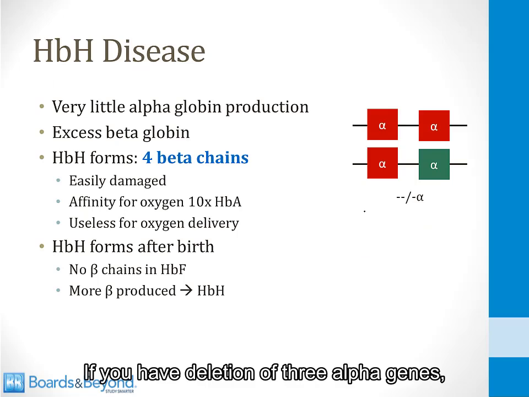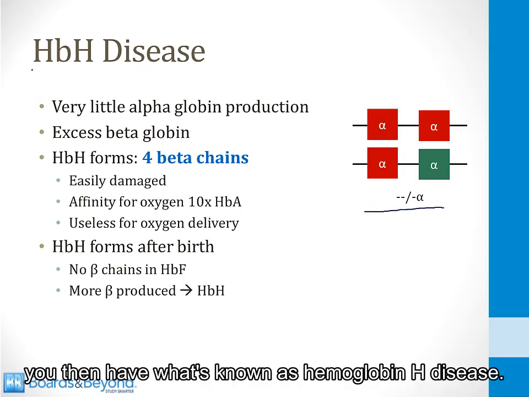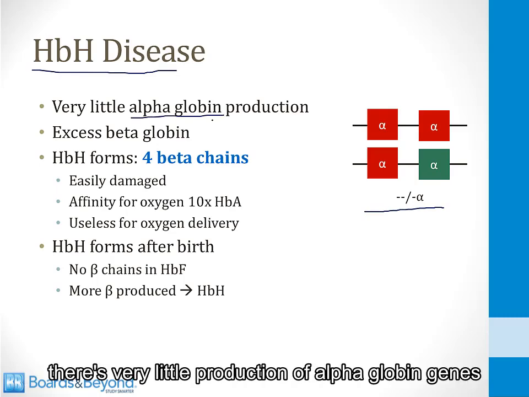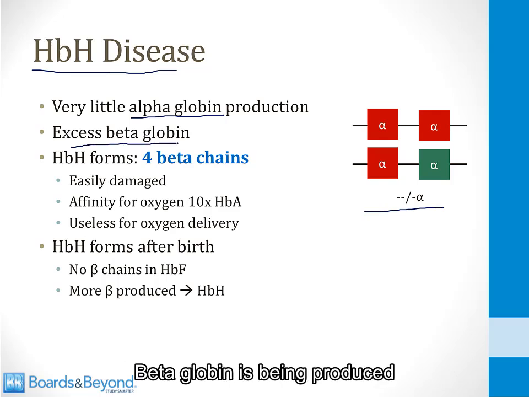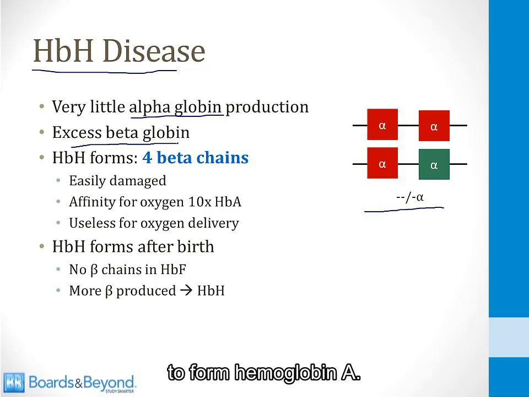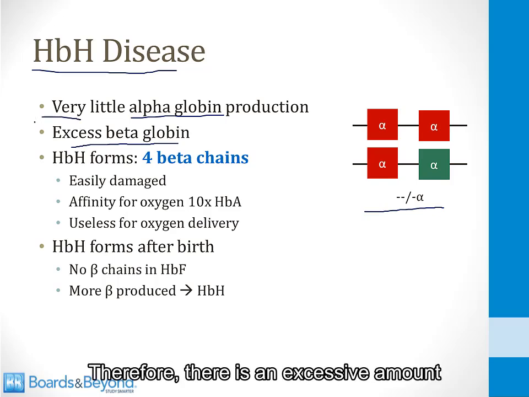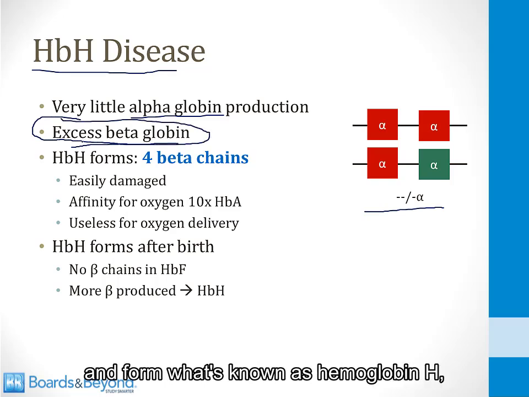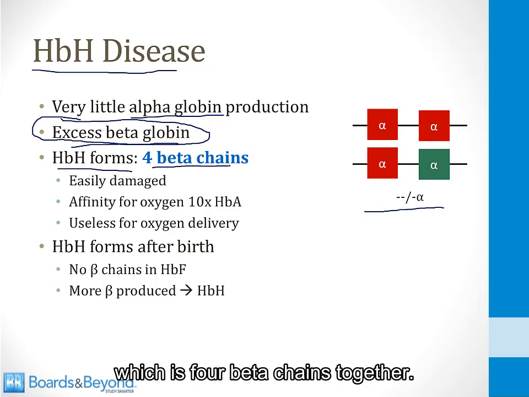If you have deletion of 3 alpha genes, you then have what's known as hemoglobin H disease. In this condition, there's very little production of alpha globin, and there's excess beta globin present. Beta globin is being produced, but it doesn't have alpha globin to combine with to form hemoglobin A. Therefore, there is an excessive amount of beta globin, and the beta globin chains will bind together and form what's known as hemoglobin H, which is 4 beta chains together.